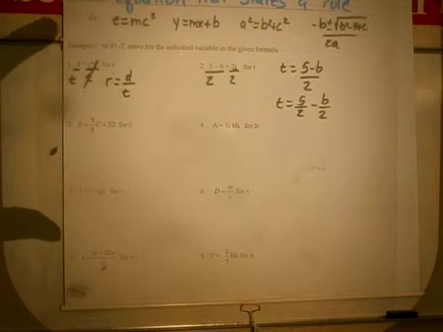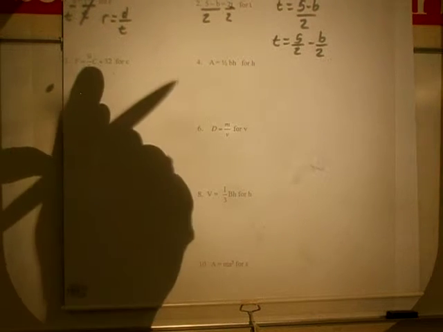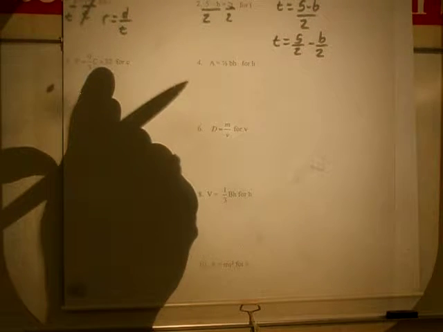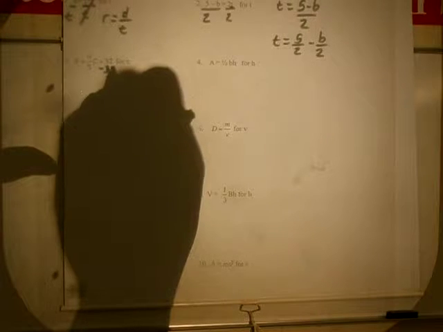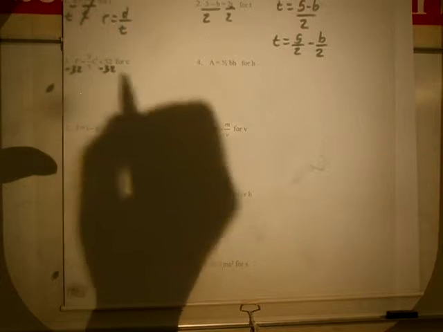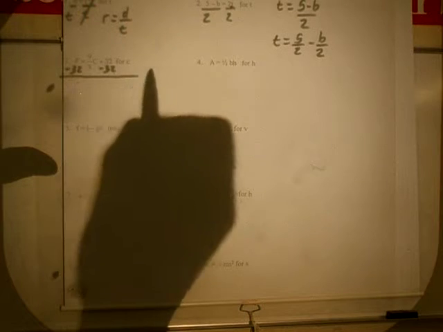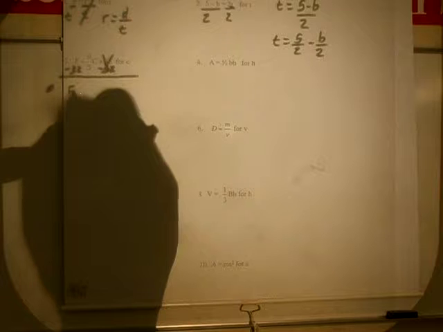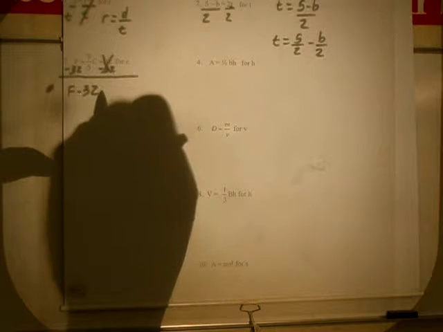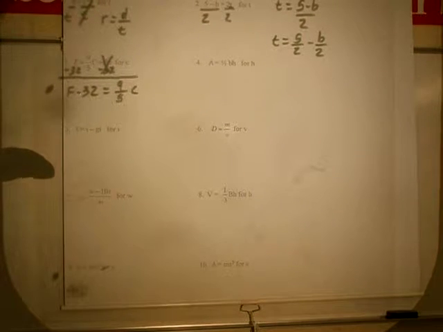Example 3, we are asked to solve for C. First thing we're going to get rid of is the 32. This is a plus 32, so to get rid of that, we need to subtract 32 from both sides. And when we do that, these nicely cancel out. And you have F minus 32 equals 9/5 C. All we did so far is subtract the 32 from both sides.